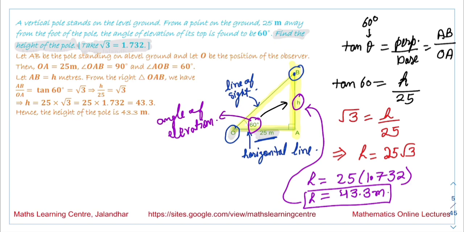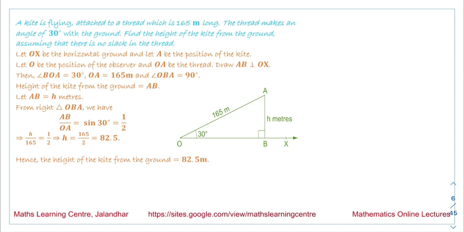Now next we have a kite flying attached to a thread which is 165 meters long. So suppose at any instant t, the kite is at this point A. We are flying it from this point O. Then the length of the string, OA, is given to be 165 meters. The thread makes an angle of 30 degrees with the ground. This is the ground we are talking about.